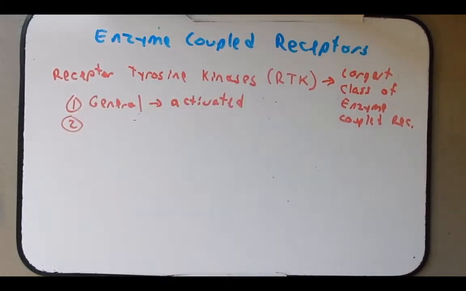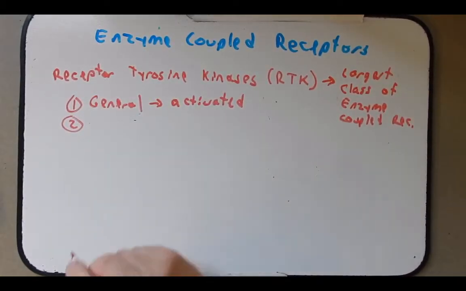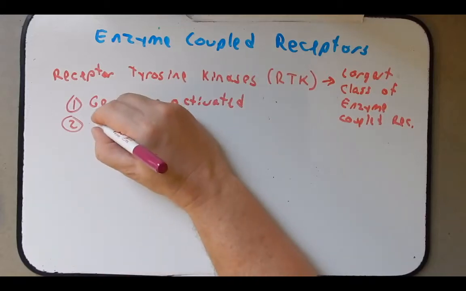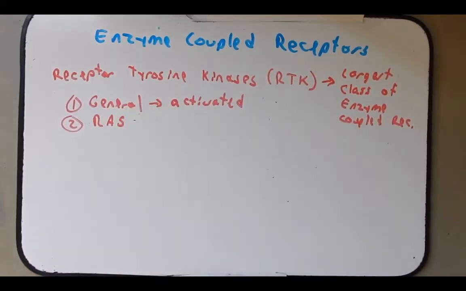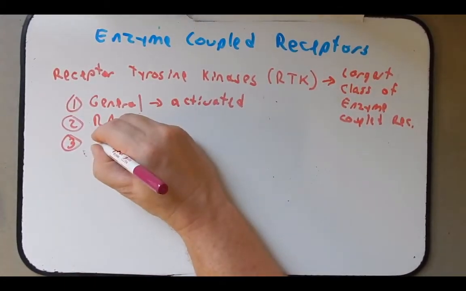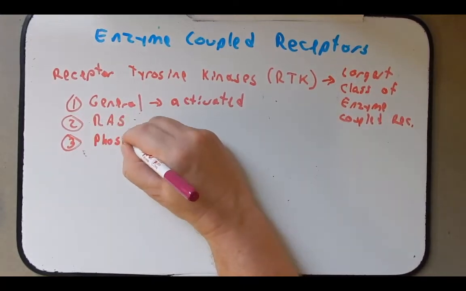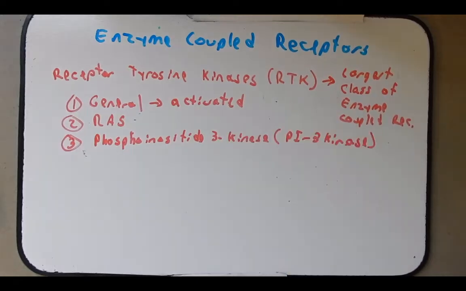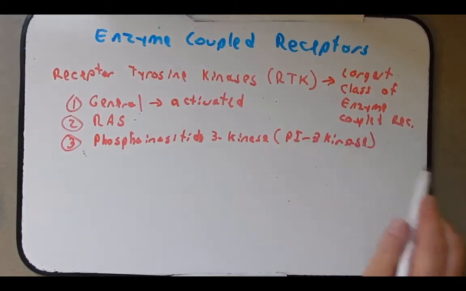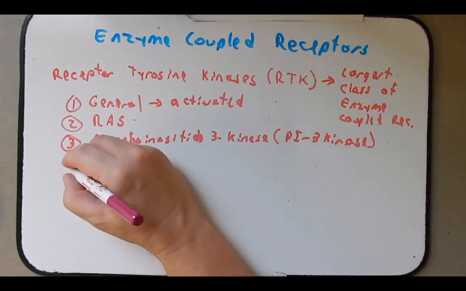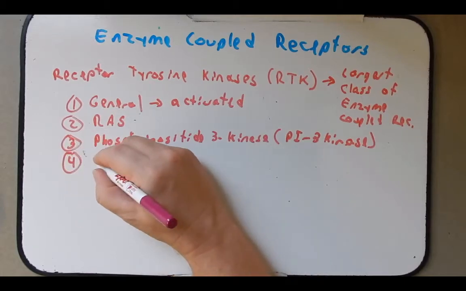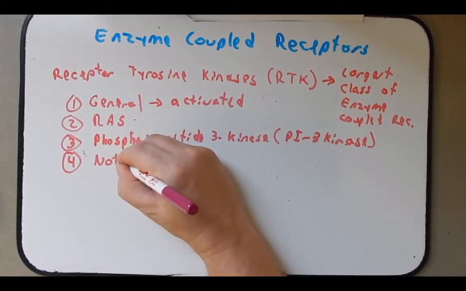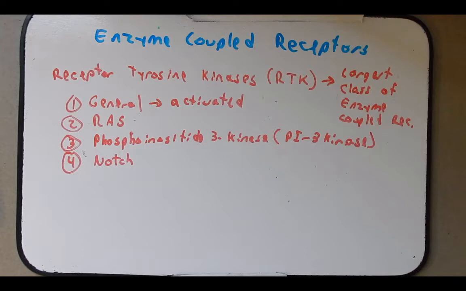Then we're going to spend some time talking about two specific examples, and that is how RTKs can activate Ras. And then we'll spend some time talking about the pathway involving phosphoinositide 3 kinase, which we abbreviate as PI-3 kinase. And then, I don't know if we'll spend much time on this, but I'm going to talk a little bit about Notch. So let's go ahead and get started with the general description of RTKs.